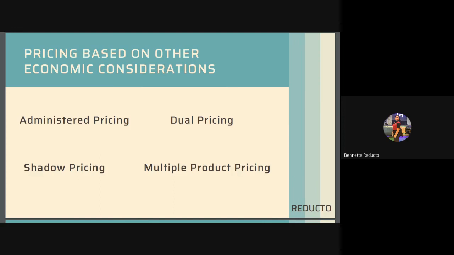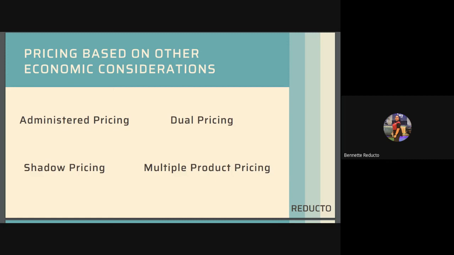So the next one is shadow pricing. Shadow price is an estimated price for something that is not normally priced or sold in the market. These are imputed values, meaning assumed values given to an item when the actual value is not known or available. So basically, it is assumed.